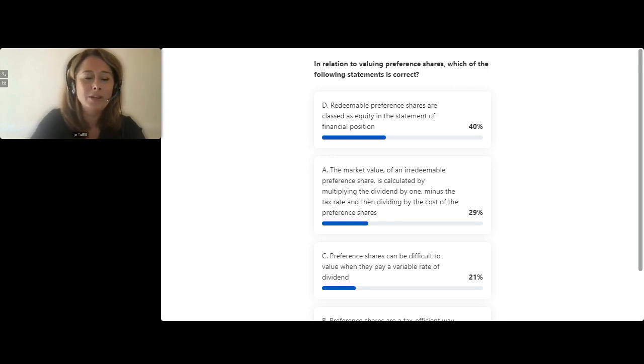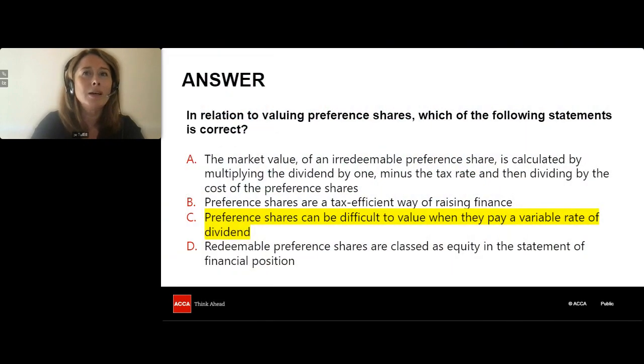Let's go through the answer then. Well, the answer is preference shares can be difficult to value when they pay a variable rate of dividend. And that's a correct statement, because they are difficult to value if you have variable rates. With a fixed rate, it's much easier because you can use the formula and not have to calculate different rates.